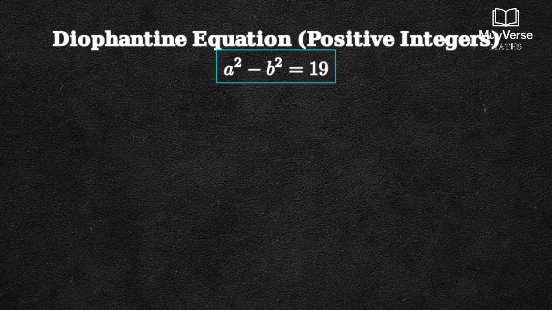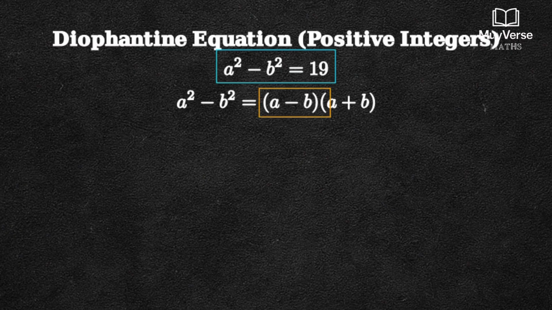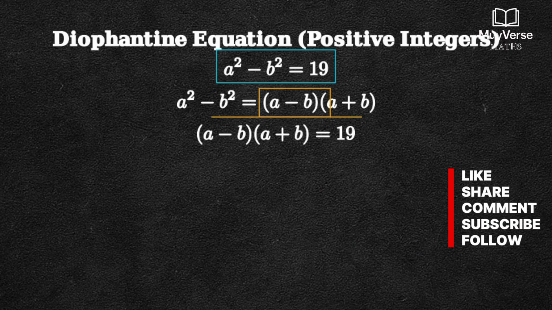Step 1. Use the difference of squares. Say out loud: a squared minus b squared equals (a minus b) times (a plus b). Apply it to our equation. The product (a minus b) times (a plus b) equals 19.